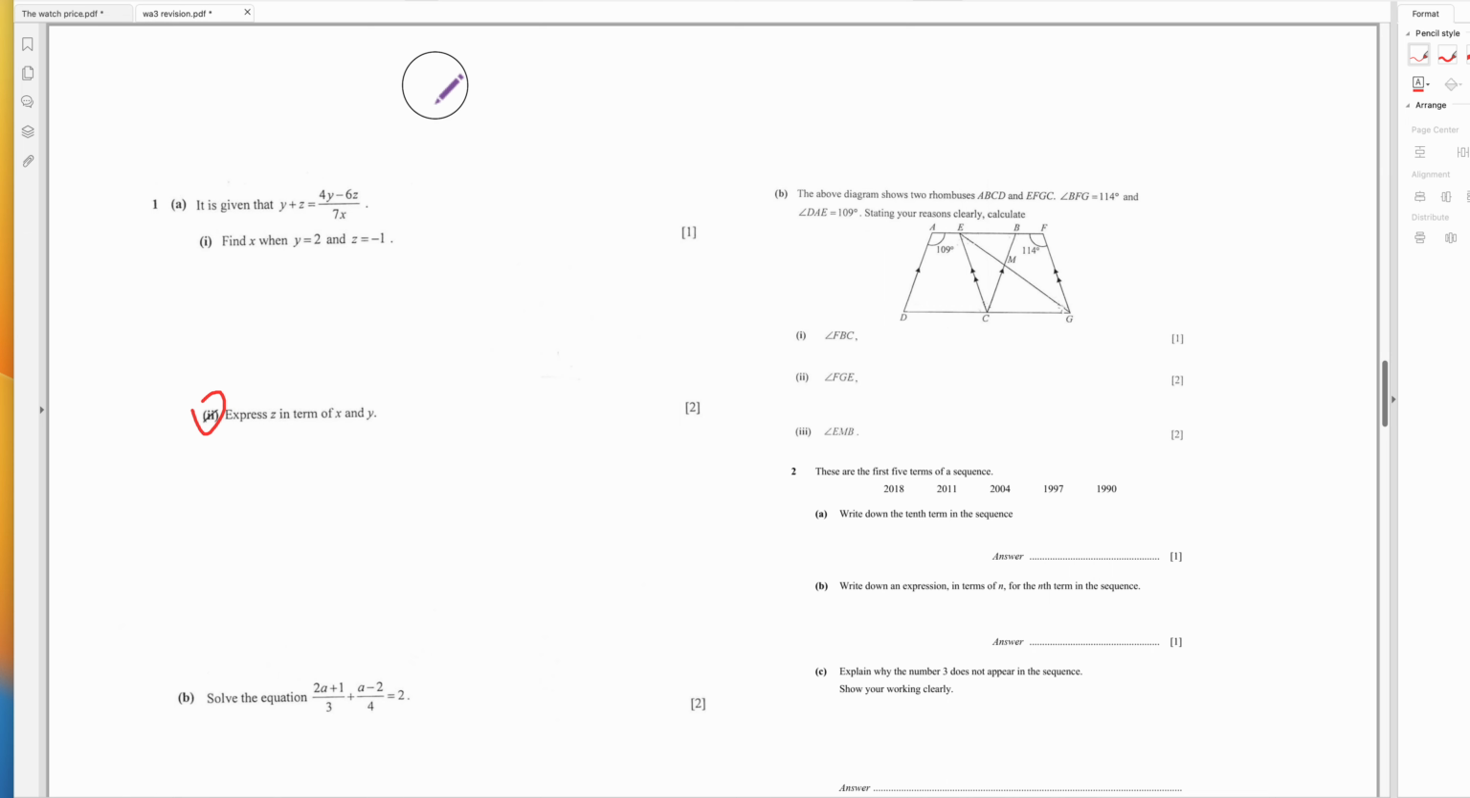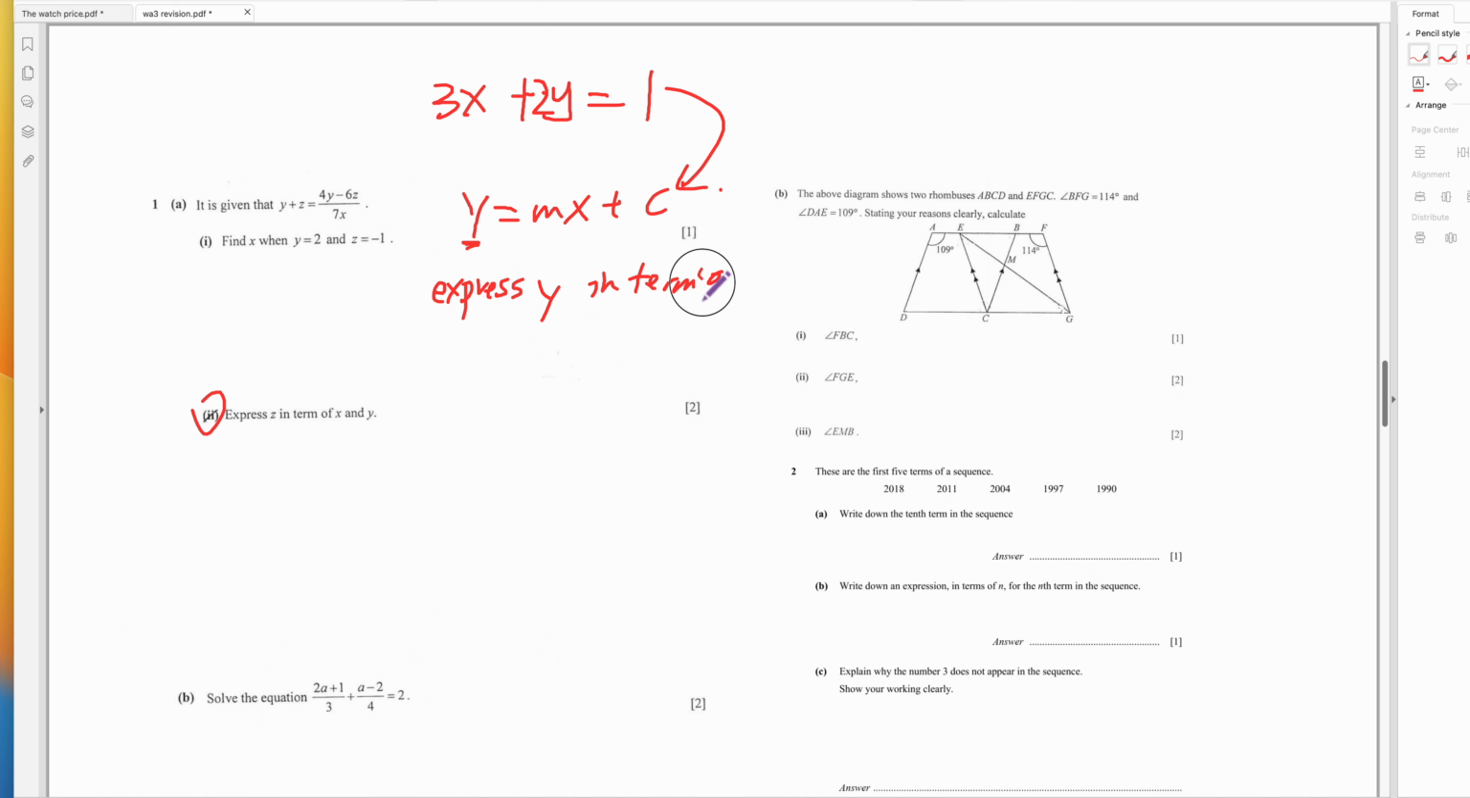So this question is something like this one. How do you do this one? How do you get it into y equals mx plus c format for this? So this is express y in terms of x, but this one is z in terms of x and y. You do this one first. From this, try. No, you need to get this into this format.